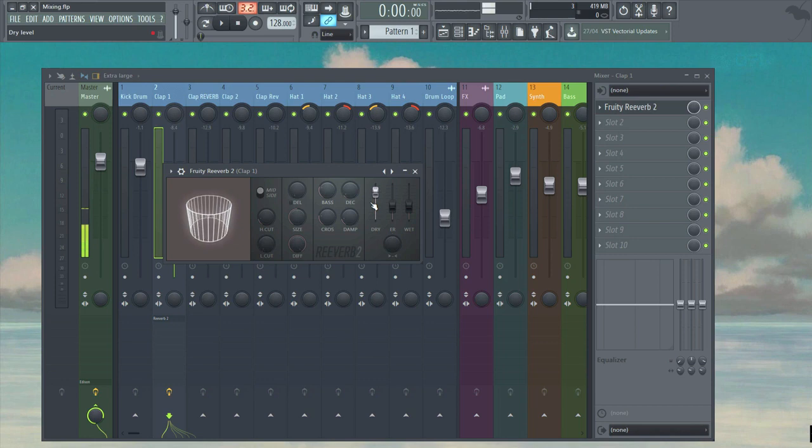So let me demonstrate by bringing the wet to the bottom and gradually introducing it so that you can hear how the reverb signal slowly comes into play. And now listen as I bring the dry parameter all the way down, and notice how the original dry signal of the clap fades away so that we're only left with the reverb's wet signal.